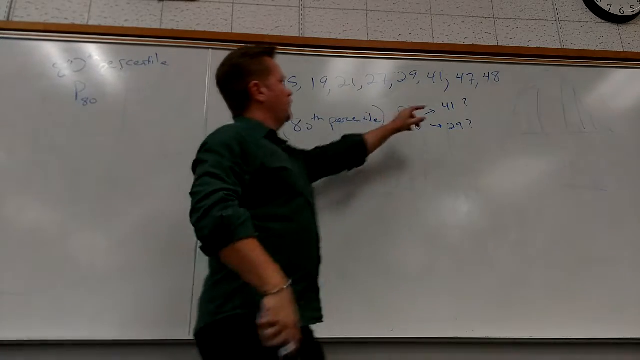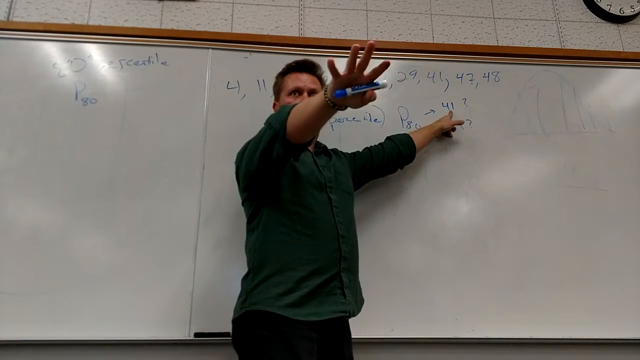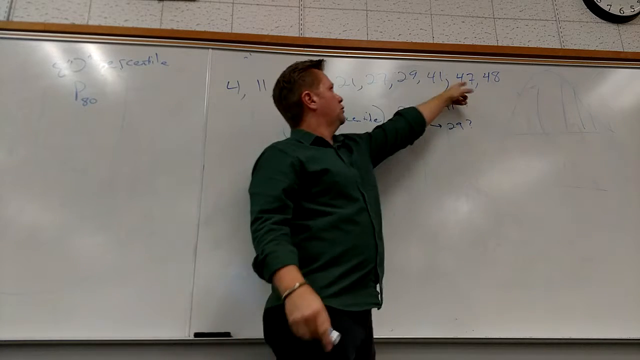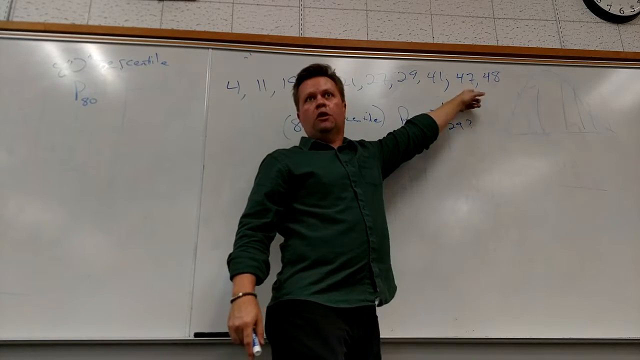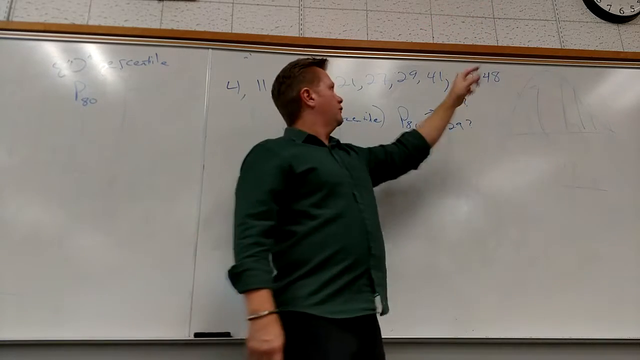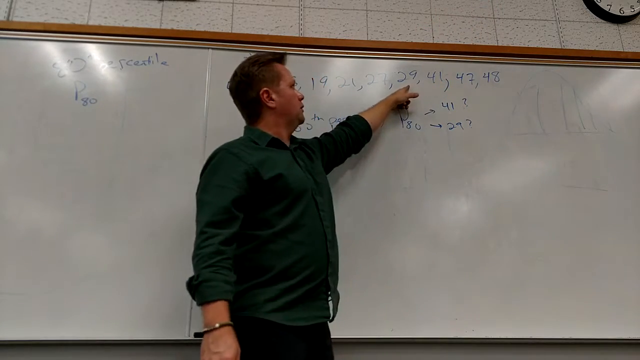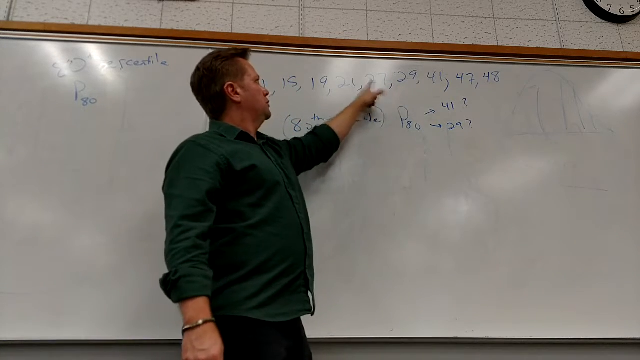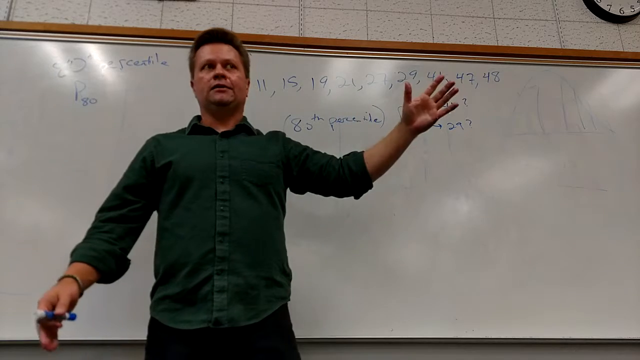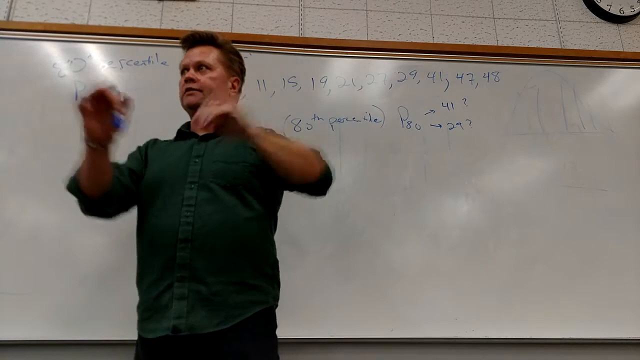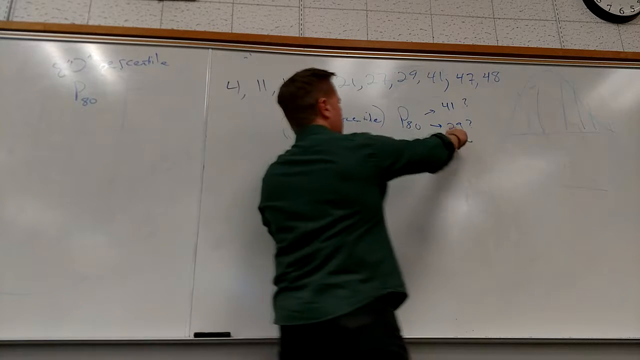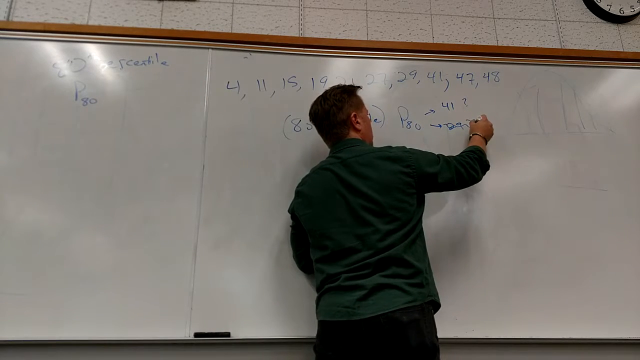If you think 41, why do you think that way? Because there's 2 above it, 10% each, so 20% above it, which is what should be true about 80%, right? But for 41, what percent is below it? 1, 2, 3, 4, 5, 6, 7. 7 out of 10 is 70%. Is that right then? No. So this one's a little bit troubling.